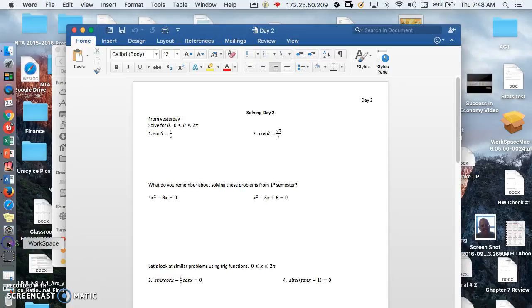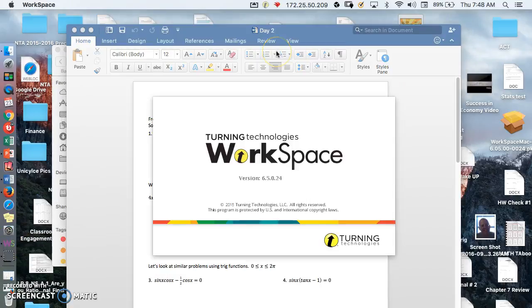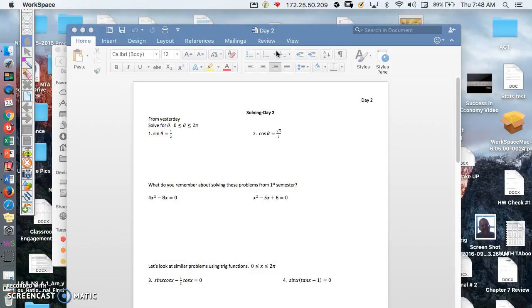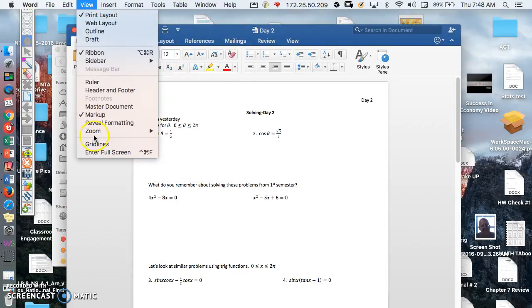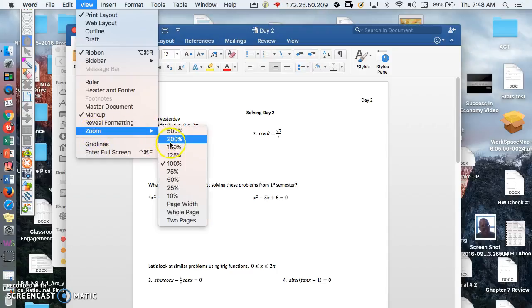So today we're going to take a look at day 2, another day of solving. Make sure if you missed day 1 that you're getting caught up from that. We are going to take a look at a review of a couple from yesterday. Let's make this a little bit larger here.